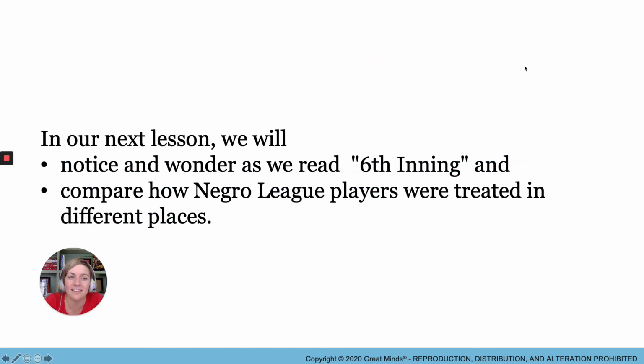In our next lesson, we're going to notice and wonder about sixth inning, which is the next chapter, and we're going to compare how Negro League players were treated in different locations.